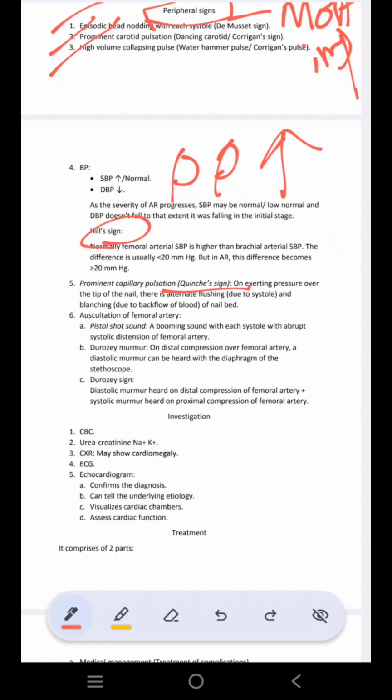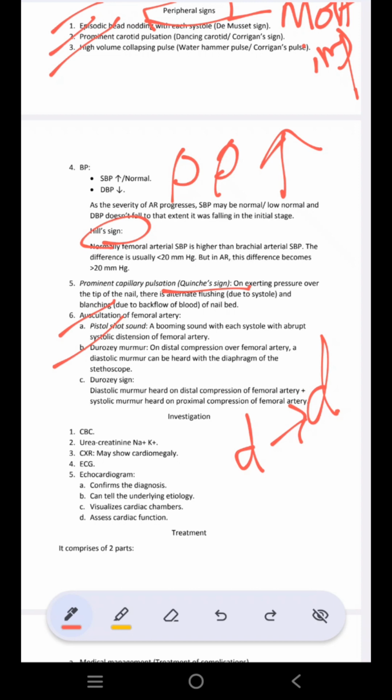What is Quincke sign? If you exert pressure on the tip of the nail, they will be flushing with each systole and they will be blanching with each diastole. Now you auscultate the femoral artery. With each systole, you will get a pistol shot sound in the femoral artery.